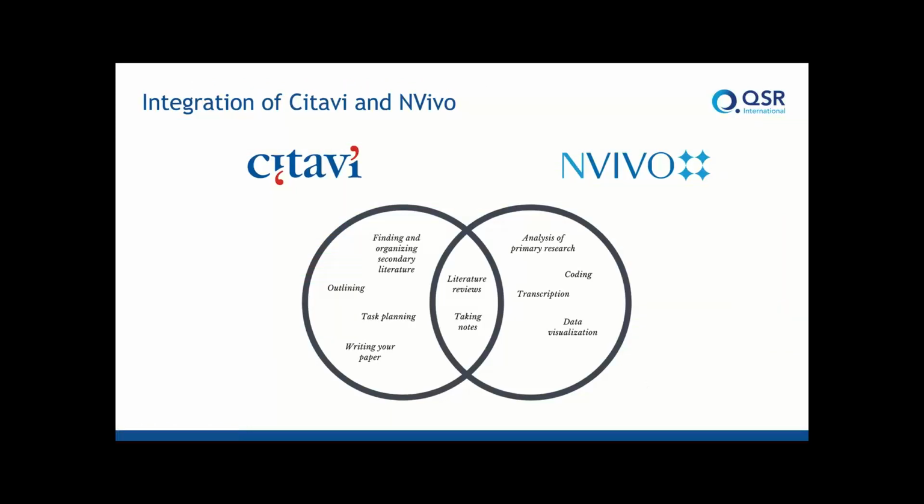And this is just another visualization of how Citavi and NVivo work together and where they overlap a little bit. Just like Stacy said in the last slide, you can think of Citavi as being more for your supporting literature, secondary literature, and then NVivo is where you're doing the analysis of your primary research and doing things like coding, transcription, data visualization. And Citavi helps with all of those steps around that original research. So anything involving your secondary literature with outlining and also planning of tasks related to your research, and then writing your paper at the end.